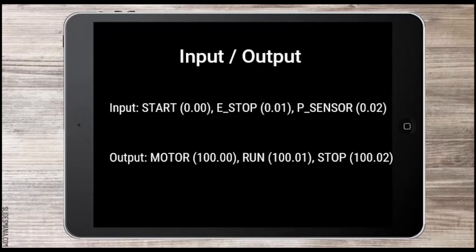For the input and output of the example, the first one is input. The inputs are start button 0.00, stop button 0.01, and proximity sensor 0.02. The outputs are motor 100.00, run, for the green indication lamp 100.01, and stop, which means the red indication lamp, 100.02.